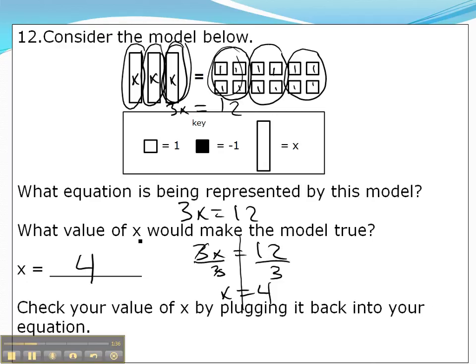so x equals 4. And then we can check our value of x by plugging it back into our original equation. 3x equals 12, so 3 times x, or 3 times 4, equals 12. 3 times 4 does equal 12, so that checks out.